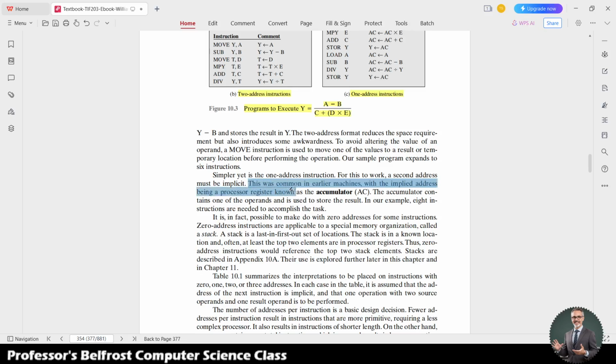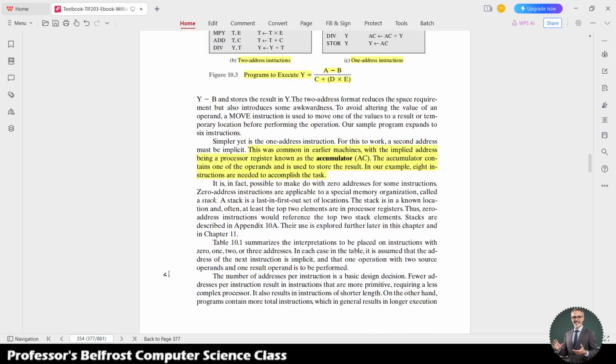Okay, so we have what is called an accumulator register. The accumulator contains one of the operands and is used to store the result. Okay, this is quite important. Let's see if I can highlight the most important one for you.